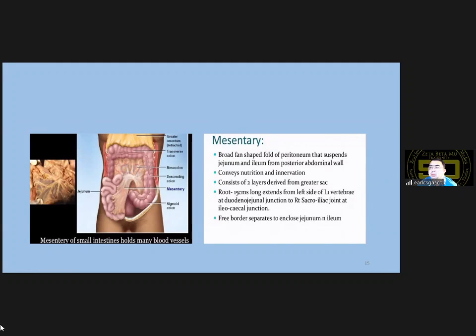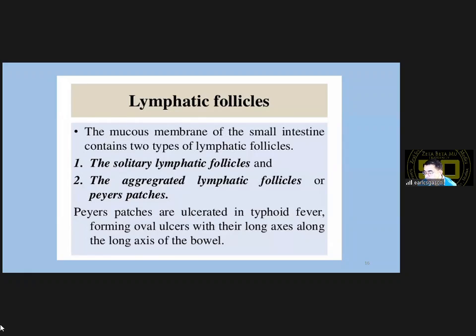Next, we go to another important feature of the small intestine, the lymphatic follicles. The mucous membrane of the small intestine contains two types of lymphatic follicles: the solitary lymphatic follicles and the aggregated lymphatic follicles, or the Peyer's patches. It's actually the Peyer's patches that are involved in typhoid fever. During colonoscopy, you will see that the Peyer's patches in the ileum are ulcerated. So that's involved during typhoid fever.